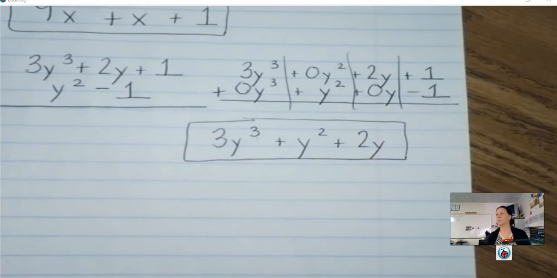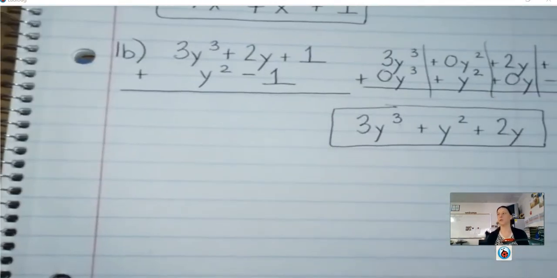Yes. Add it. Yeah. Yes. Yeah. It gets confusing when we get to subtraction.